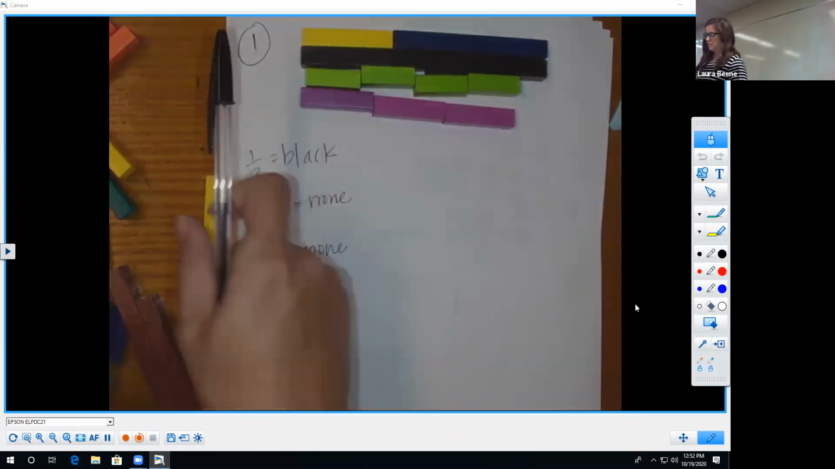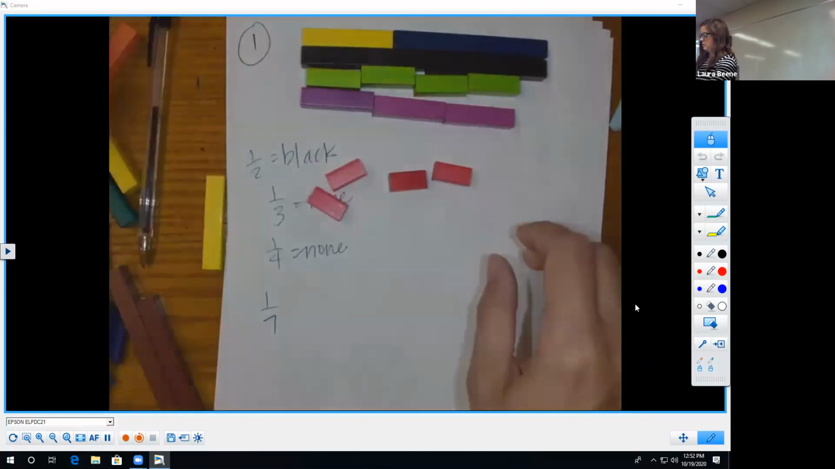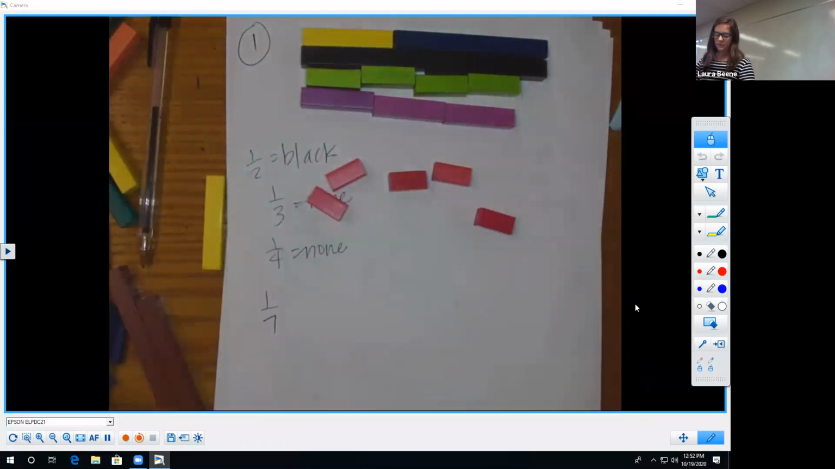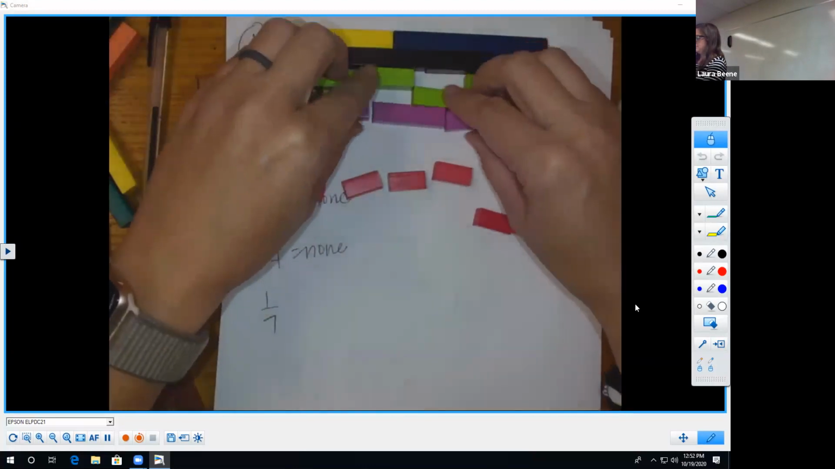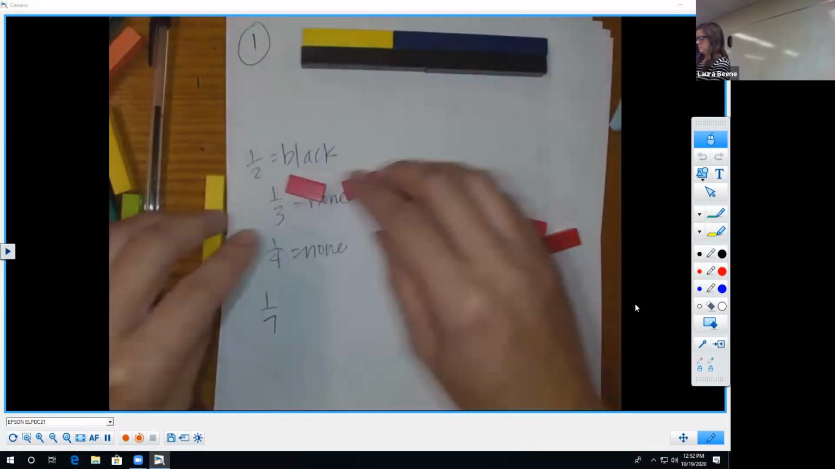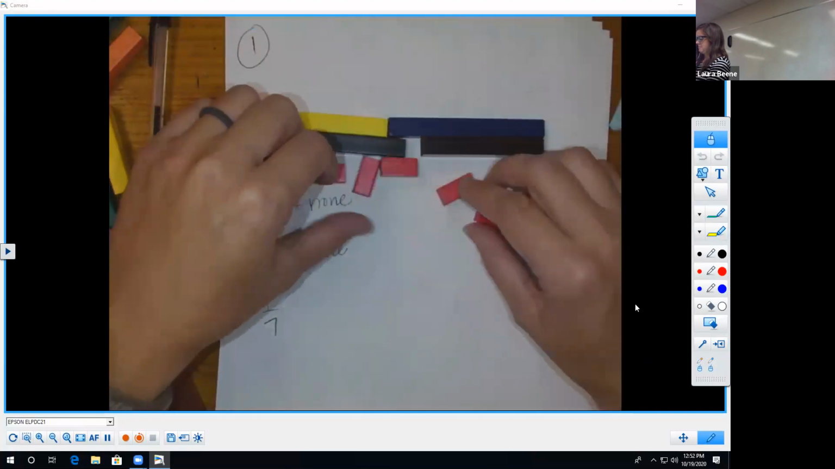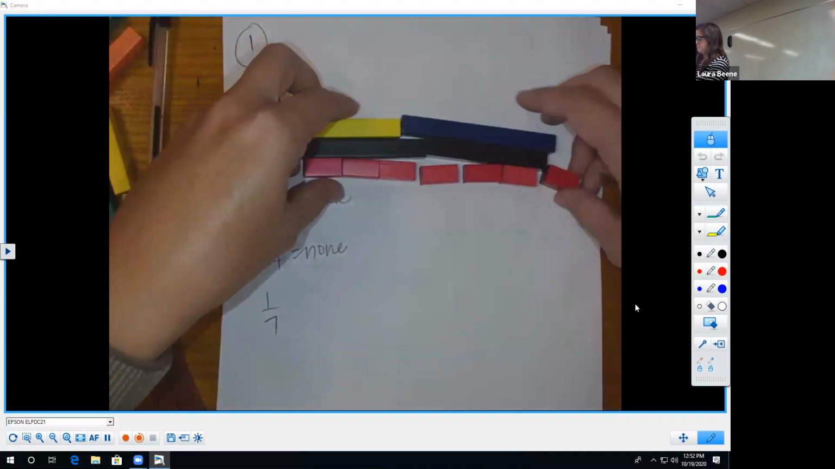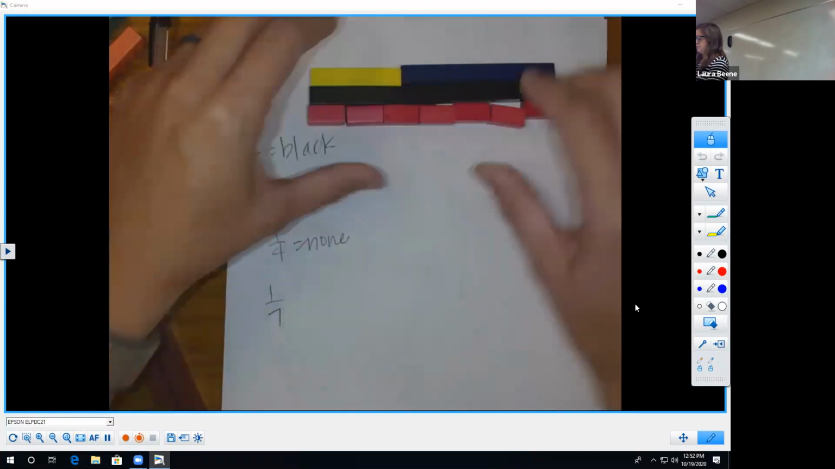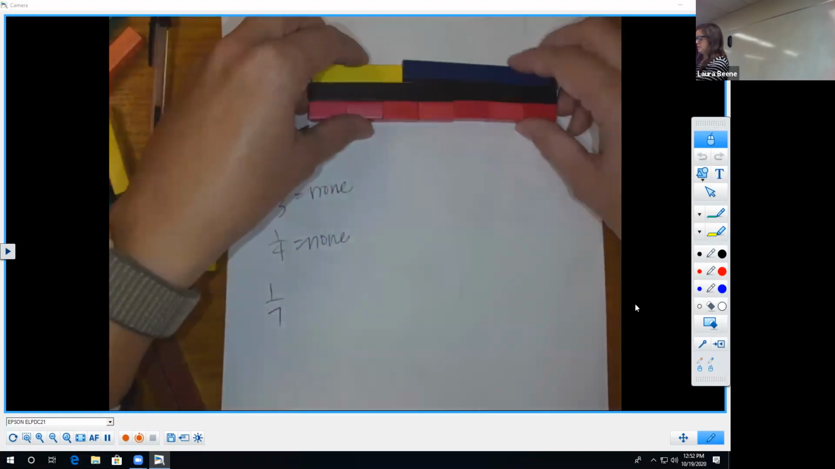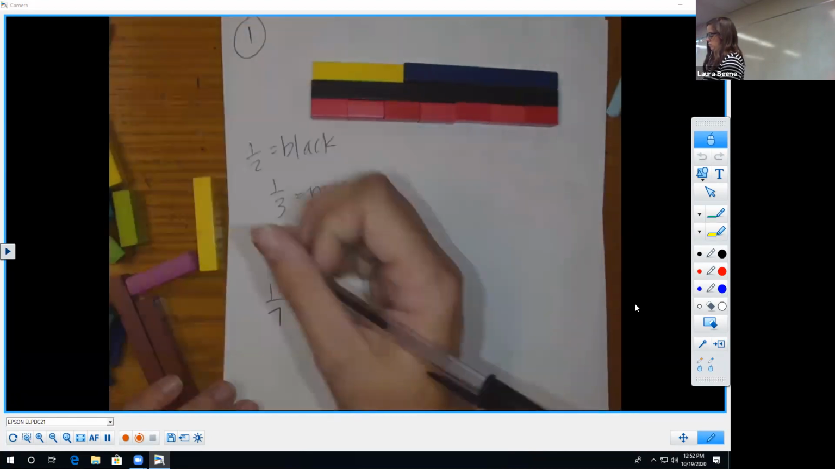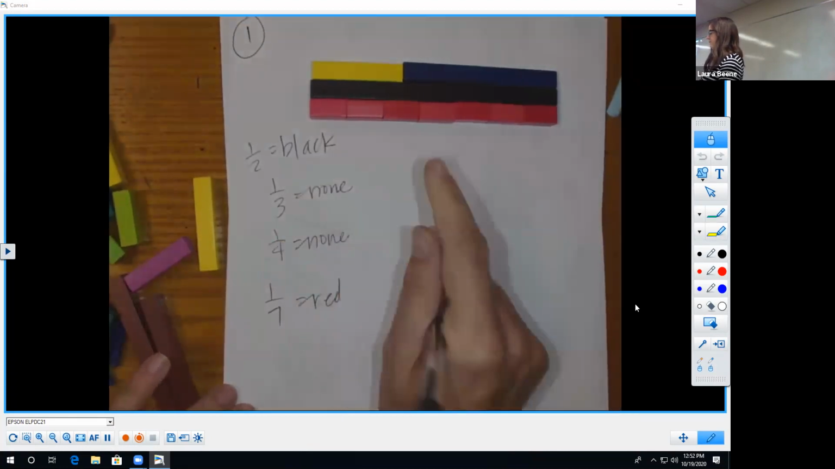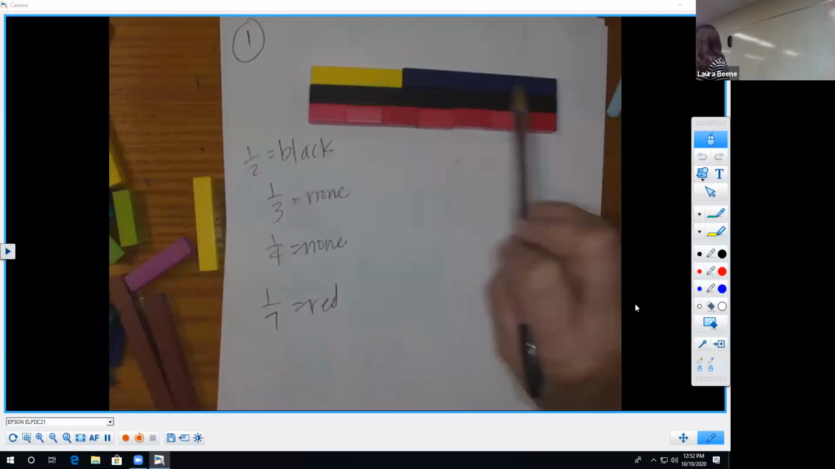For 1/7, you do the red. 1, 2, 3, 4, 5, 6, 7. I believe 7 reds fit in there. Yeah. So red is 1/7. So you only have to show your work for the 3 ones that actually have rods. You would just draw this picture right here.